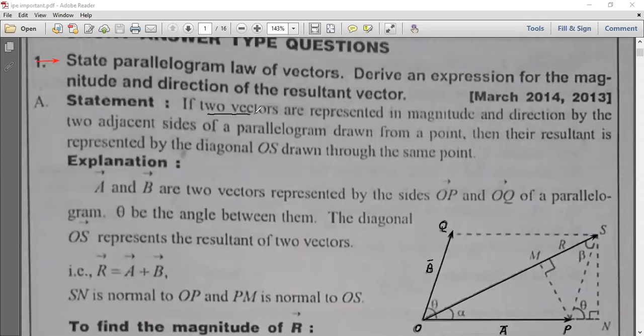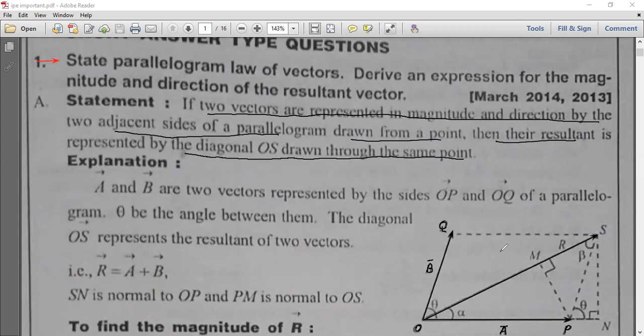So see here, if two vectors are represented in magnitude and direction by the two adjacent sides of a parallelogram drawn from a point, then the resultant is represented by a diagonal drawn through the same point. So from here, this is diagonal, and that's why it will represent the resultant of these two vectors. Understood? Clear? Even you can write it here also, not an issue. Anywhere you can write, this is what resultant is.